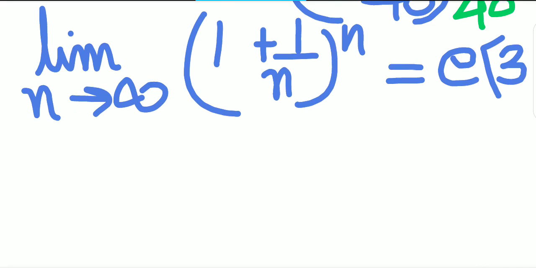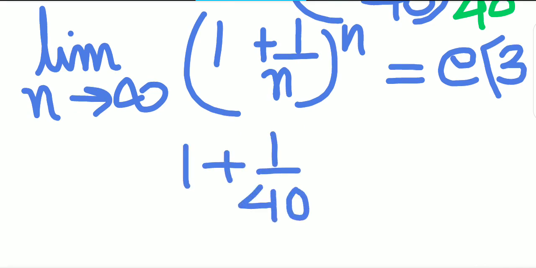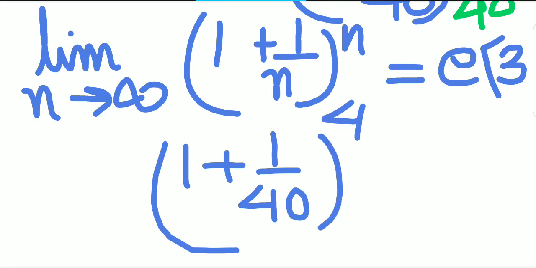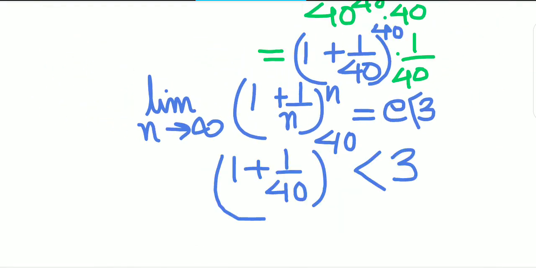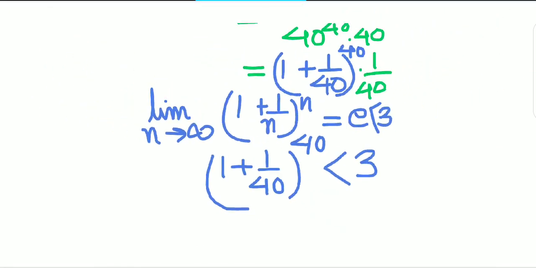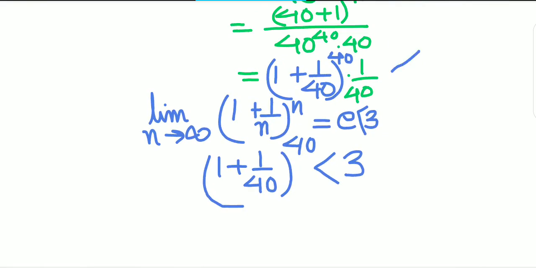So in particular, we expect that 1 plus 1 by 40 to the power 40 is less than 3. It cannot be more than 3. That will solve a lot of our problems. So what we are saying is that basically this is less than 3 by 40, and 3 by 40 is less than 1.